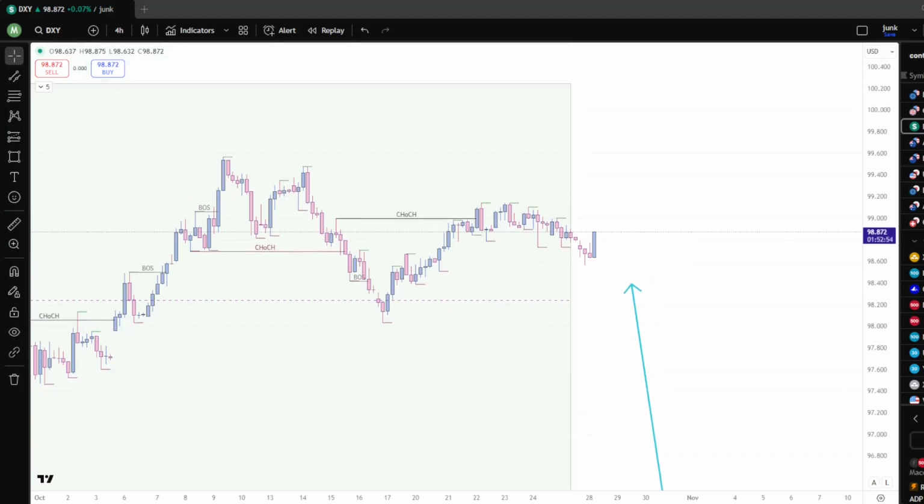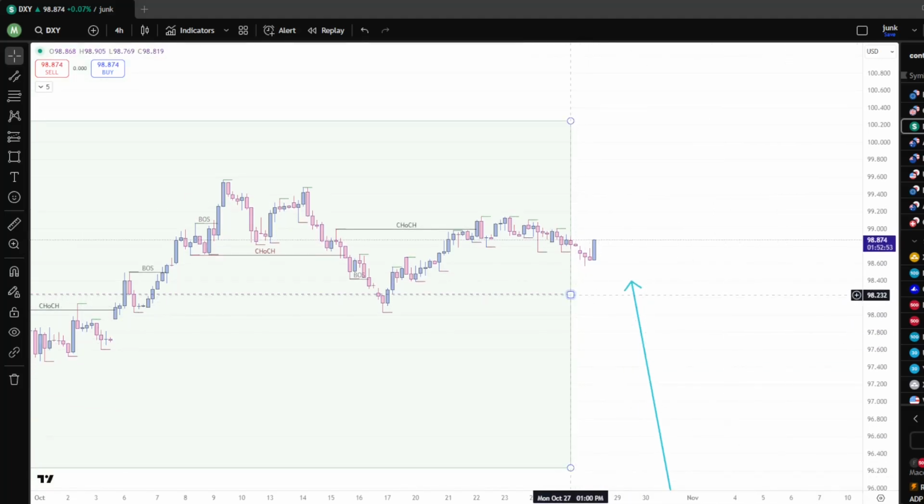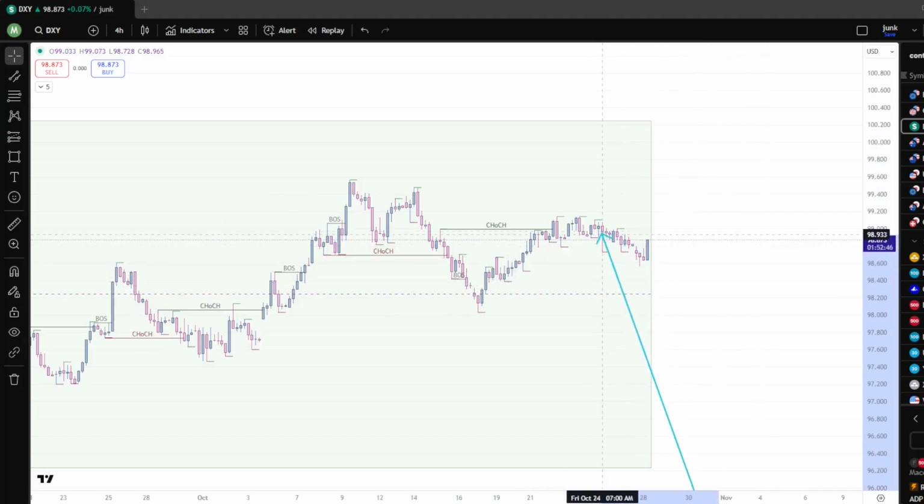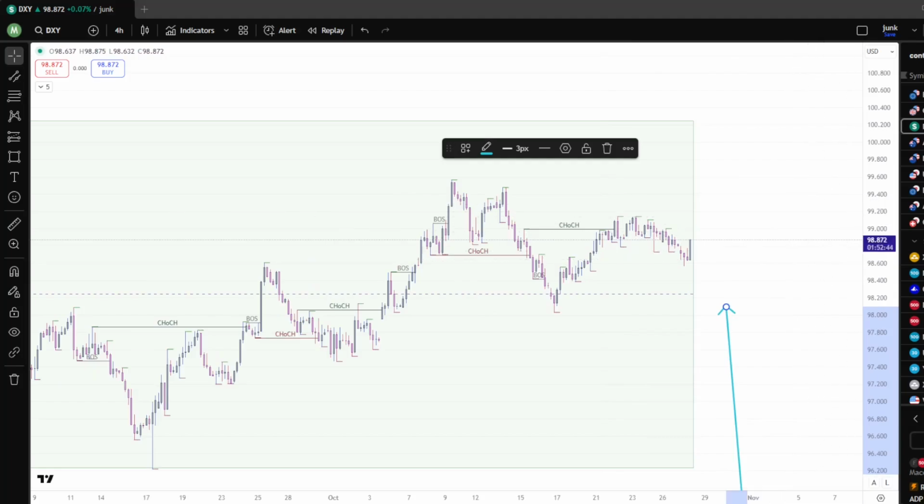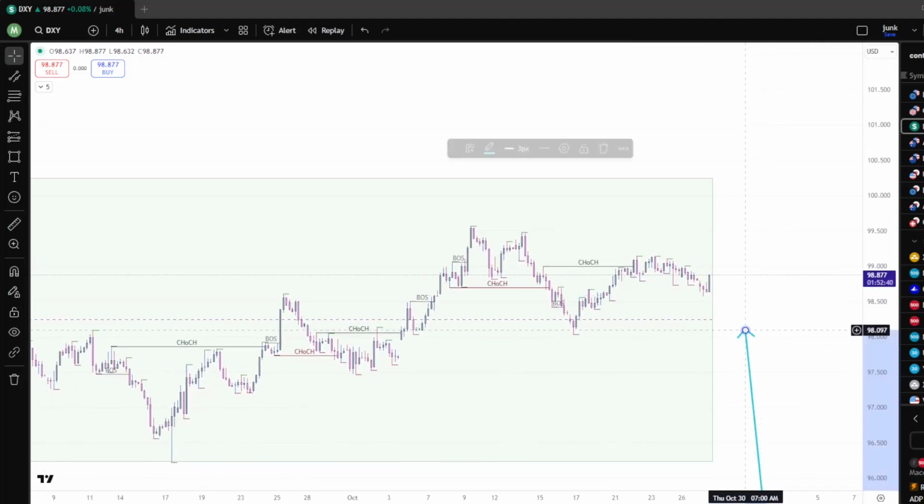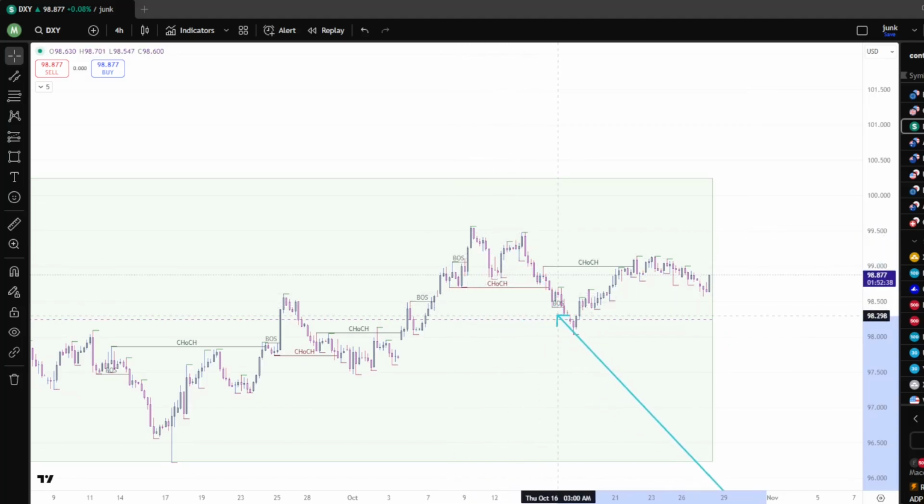We'll look at the DXY dollar index. As you can see, buyers are starting to step back in. Dollar's getting a little bit stronger. It will be major news tomorrow for FOMC. We're looking at how structure broke to the downside after sellers stepped back in and made this double top, just like with the other USD pairs.